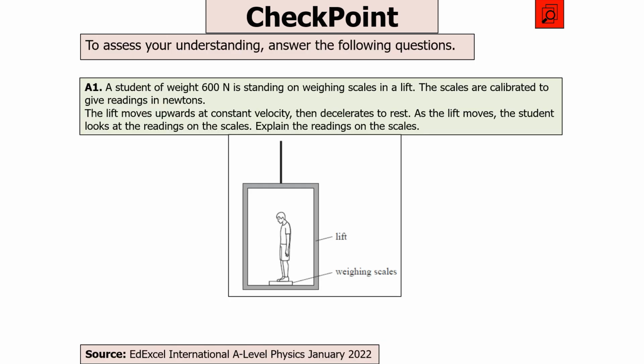The next question says, a student of weight 600 newtons is standing on a weighing scales in a lift. The scales are calibrated to give readings in newtons. The lift moves upwards at a constant velocity, then decelerates to rest. As the lift moves, the student looks at the readings on the scales. Explain the readings on the scales. So pause the video now, then unpause the video when you want to go through your answer.